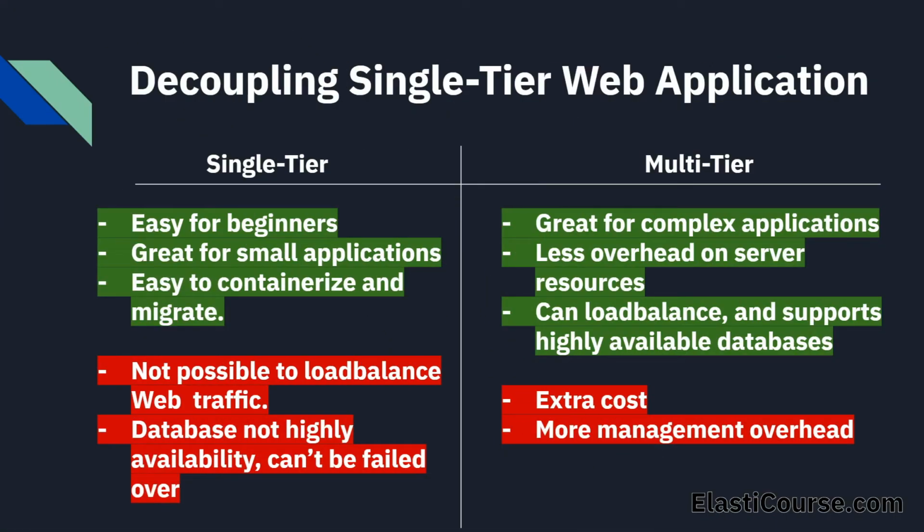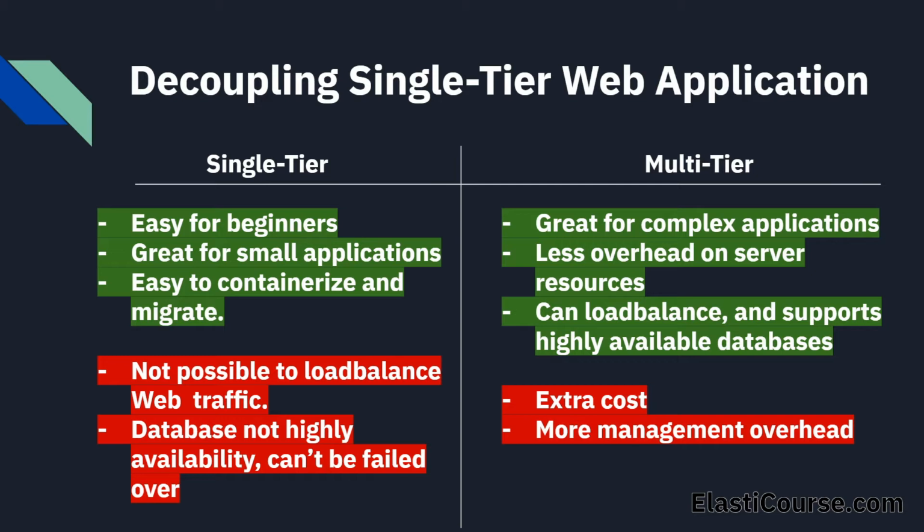Now let's take a quick comparison between single-tier and multi-tier application. Starting from single-tier, where you have your web server, your database, and your application language compiler like PHP all set up on the same server. The advantage associated with using single-tier servers is that it's easy for beginners. You don't have to do much with connecting your database outside or optimizing your database server.